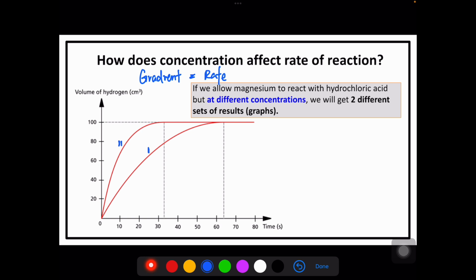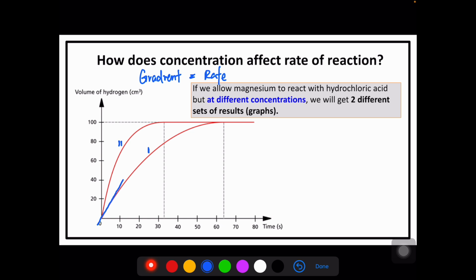Right, so let's say you are using an experiment whereby you are changing the concentration of the acid. Then you'll get two sets of graphs. Based on these two sets of graphs, you can actually tell which graph is faster than the other one by taking a look at their gradient. So gradient can be identified through a tangent. So imagine there's a tangent line for the first graph, graph 1, at the starting point.